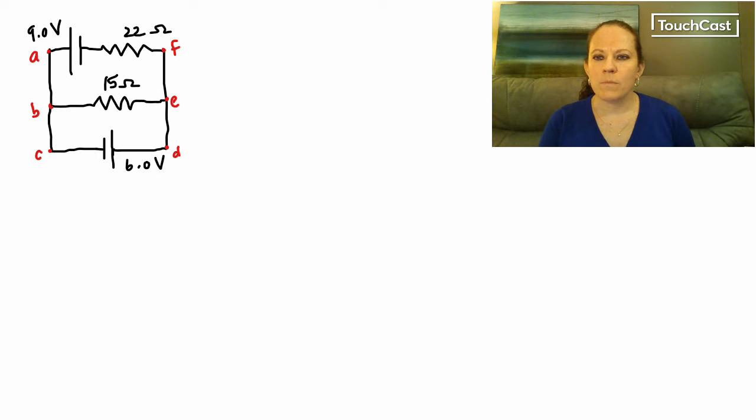So I think this 9-volt battery is going to drive charge down that left side wire from points A to B, and I'm going to call that current I1. And I think when our current gets to point B, it's going to split, and some is going to flow to the right through the 15 ohm resistor from B to E. I'll call that I2. And then I think the rest is going to continue on from B to C.